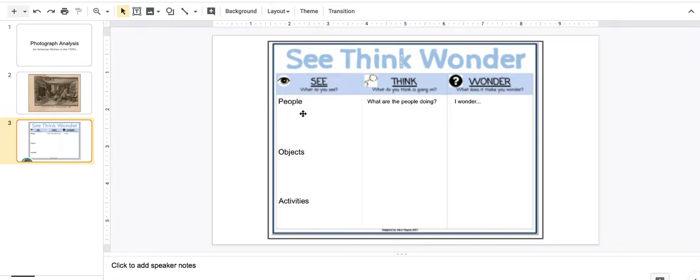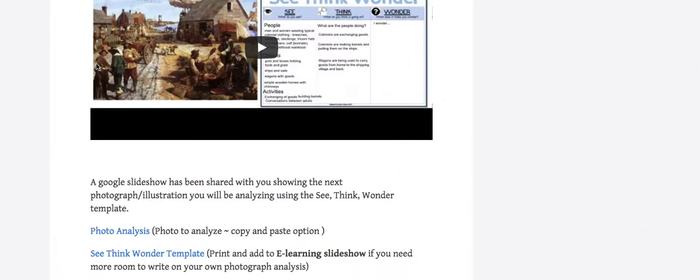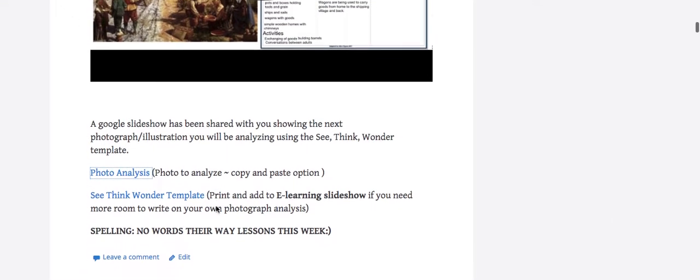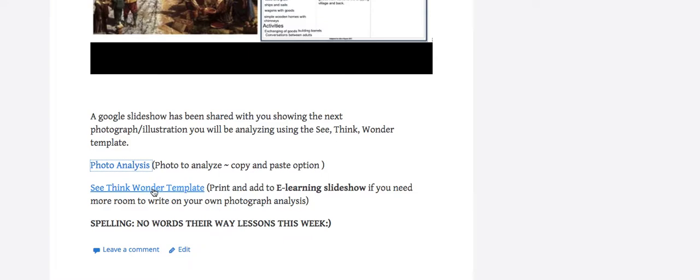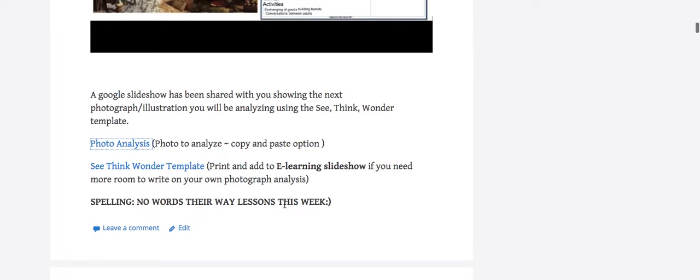Notice for the C, what do you see with the people, the objects, the activities? What do you think the people are doing, and list it, and then your wonders and questions will go here. Now, the See, Think, Wonder in the slideshow might be a little tight to write, so I also offered you a See, Think, Wonder template that you can print out if that's easier for you just to handwrite, take a picture, and then put into your e-learning slideshow under social studies.